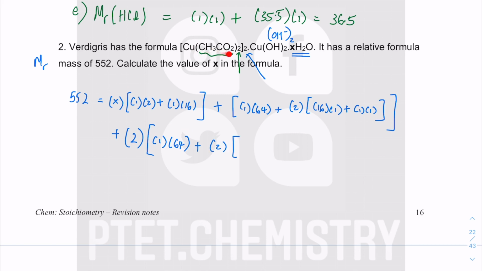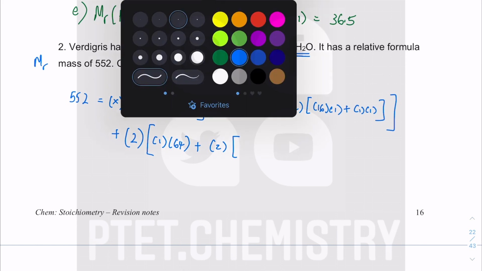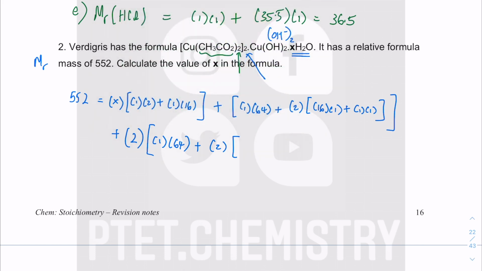Now inside this green color thing, if I use green color now, what do I have? How many carbon? I have 1 carbon, 2 carbon, so I have 2 times 12. How many hydrogen? I have 3 hydrogen total, so there's 3 times 1. And then how many oxygen do I have? I have 2 oxygen, so I have 2 times 16. So that is inside this bracket, and I already have that multiplied by 2 because of the 2 here.